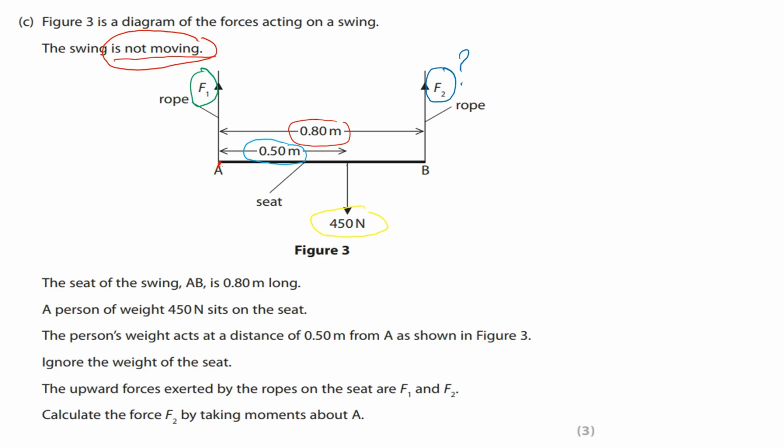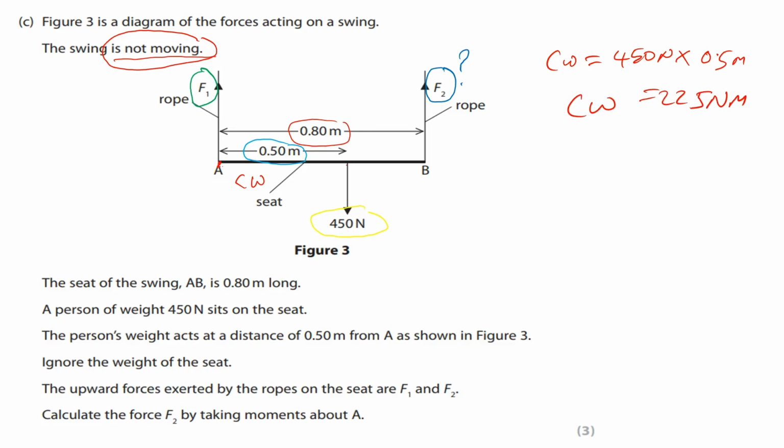So our clockwise moment will be equal to 450 Newton multiplied by the distance. The distance is what? 0.5. And what would that give us? 450 multiplied by 0.5 will give us 225. So with 0.5 meter, that will give us 225 Newton meter, and that is our clockwise moment.